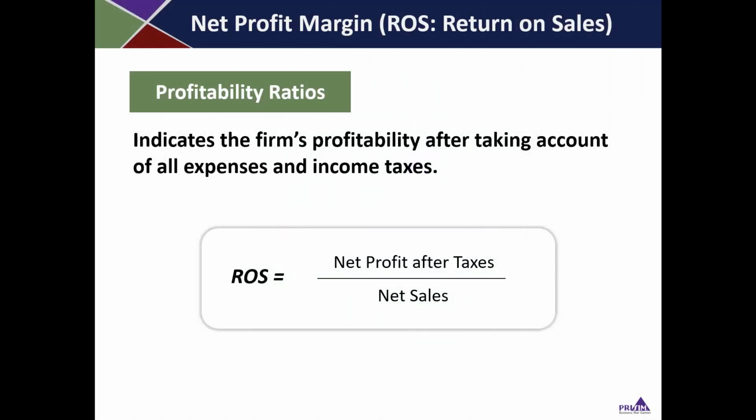Let's talk about some profitability metrics, starting with return on sales. This is an indicator of the overall profit of the company, and it's calculated by taking your net profit after taxes divided by your net sales. So as an example of interpreting this ratio, if you had an ROS of 7%, that would mean that you've got 7 cents in profit after taxes for every dollar of revenue.